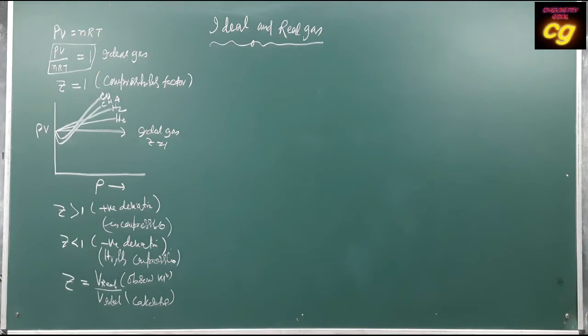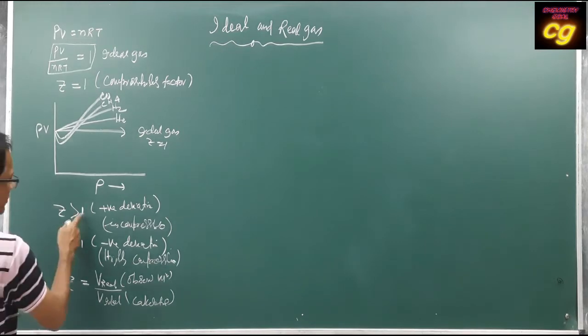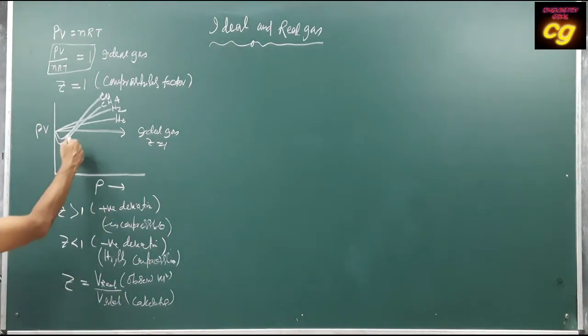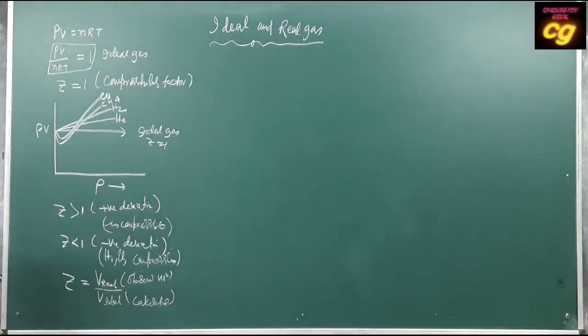So this is the relation with the compressibility factor Z. Z greater than 1 means positive deviation, Z less than 1 means below the graph, that is negative deviation. If Z value is less than 1, that means the gas is highly compressible. This is very important, you have to remember this thing. Right.